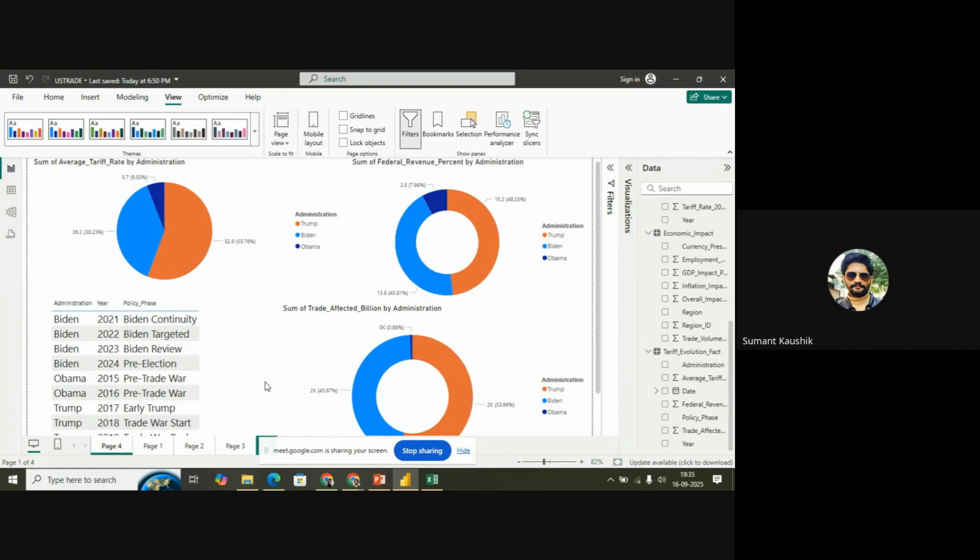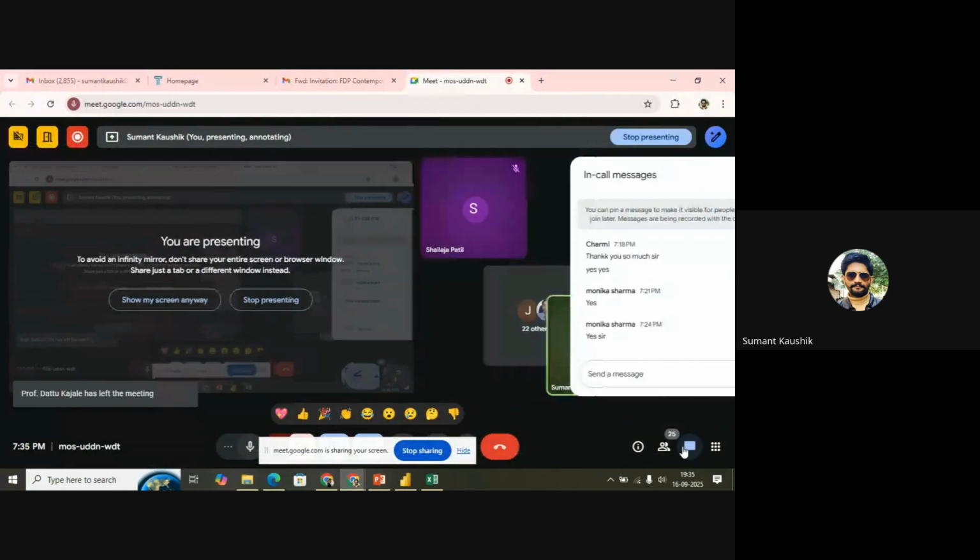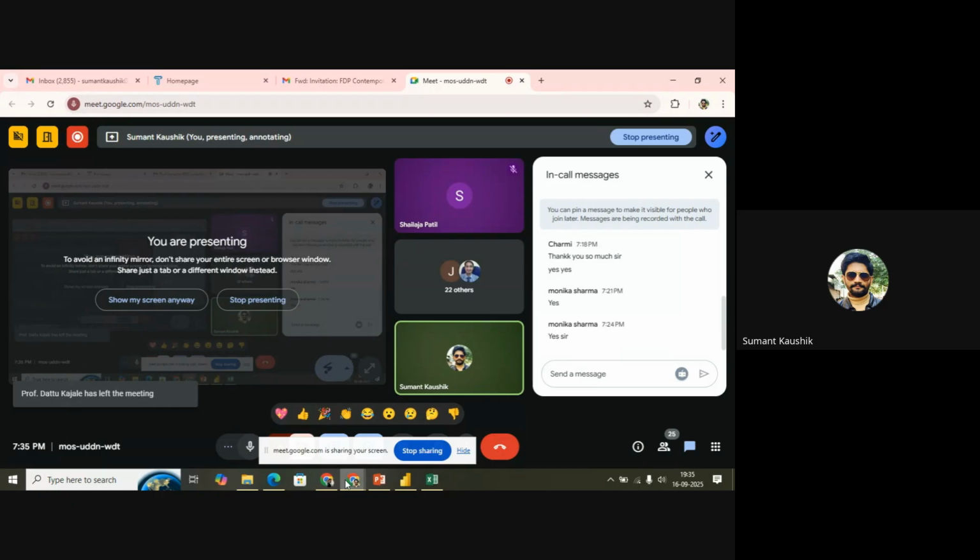This is how the US tariff policy has evolved in these three administrations, from Obama to Trump, then to Biden, and then again to Trump. I think you are getting what I mean to convey, and you have tried to understand what I want to discuss as of now. Can we move ahead now? Hopefully.